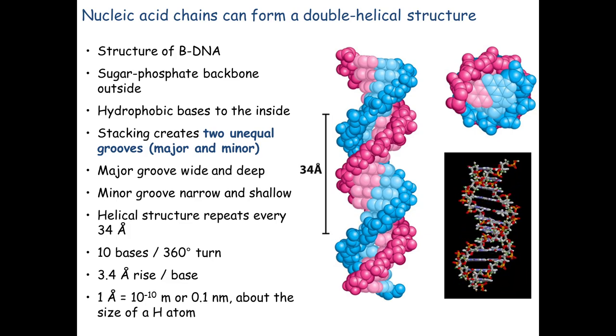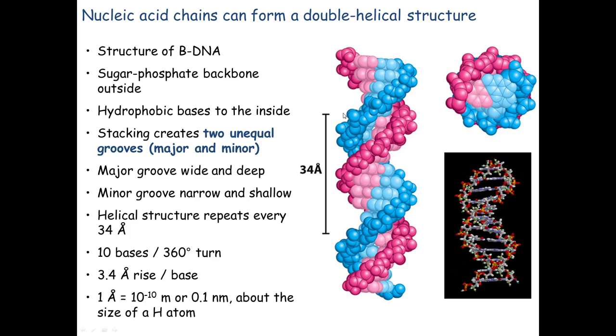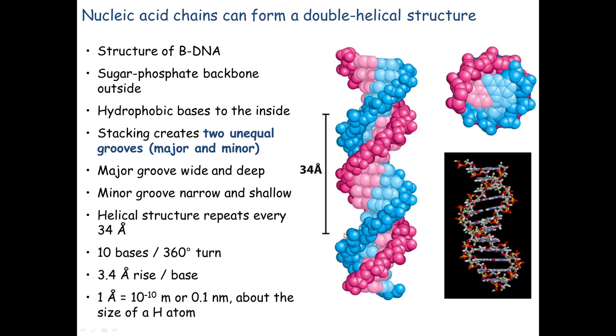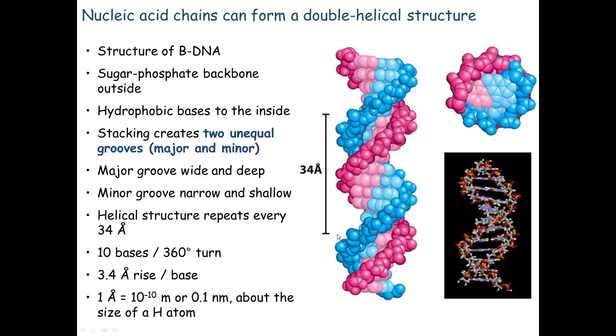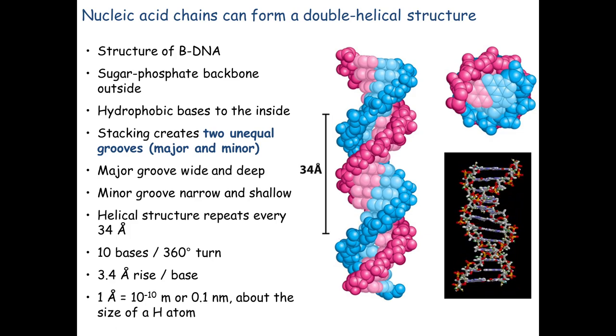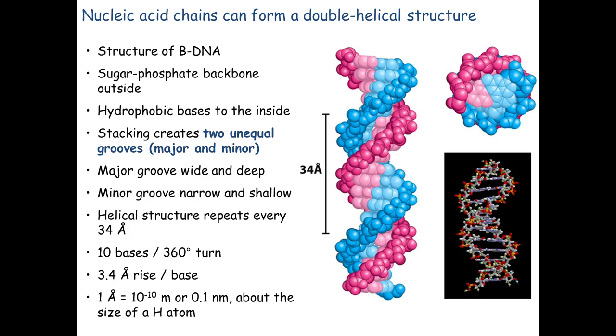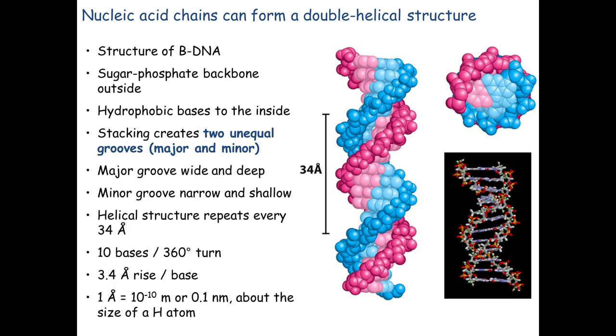So in the case of this, I'd like to say, how far is this distance between one part of the DNA and when it turns completely around, 360 degrees? I need a measuring stick I can understand. If I gave you this measurement in meters, it wouldn't make any sense, right? It'd be, you know, 3.4 times 10 to the minus 10 meters, or 34 times 10 to the minus 10 meters. You can't visualize that.